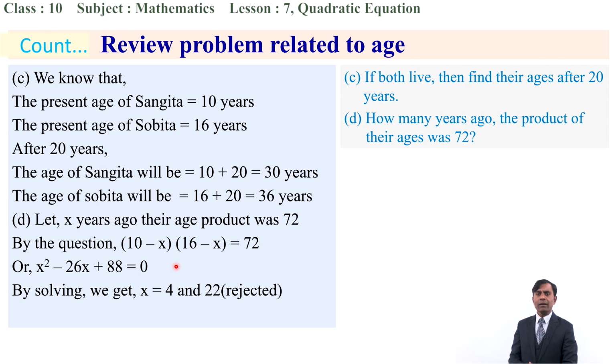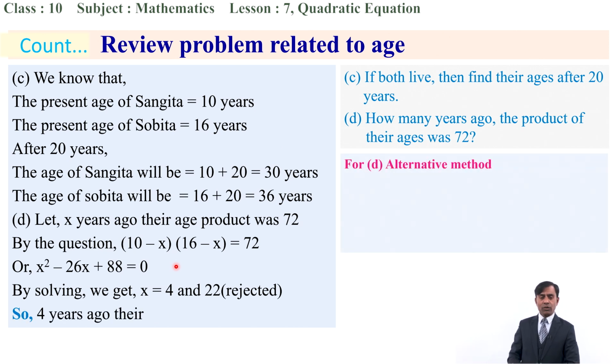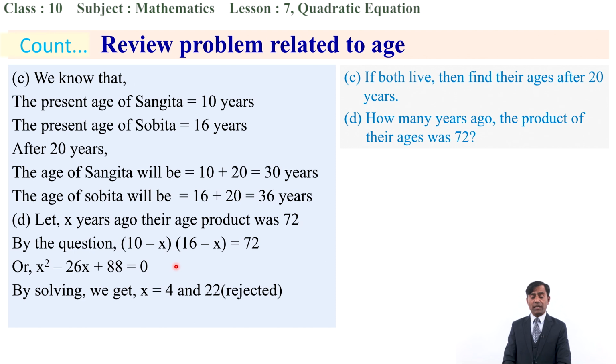By solving this equation by any method, we get x is equal to 4 and 22. Why is 22, being positive, rejected? Do you know why? Any idea? x is equal to 4 we have not written rejected, but x is equal to 22 is written rejected. Why? Any idea? So why have we rejected 22? Because the present age is just 10 and 16.